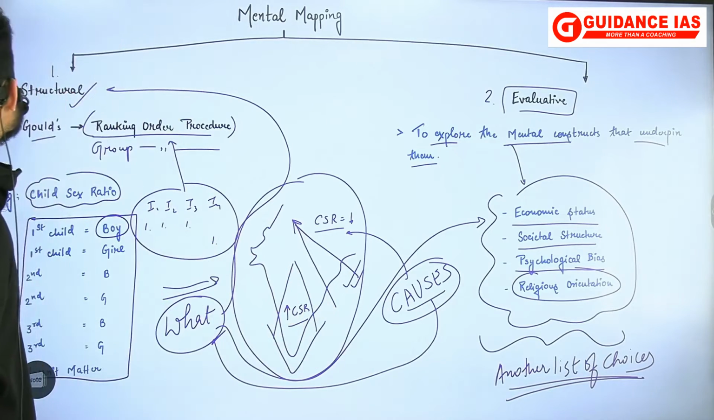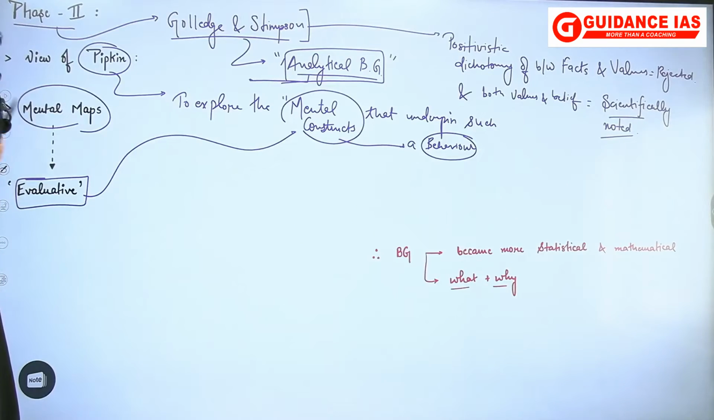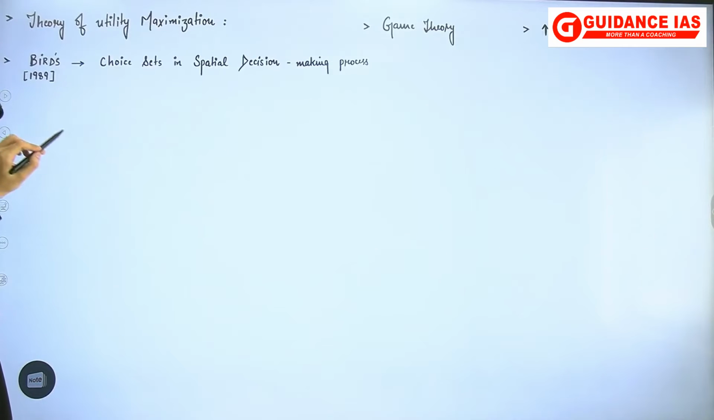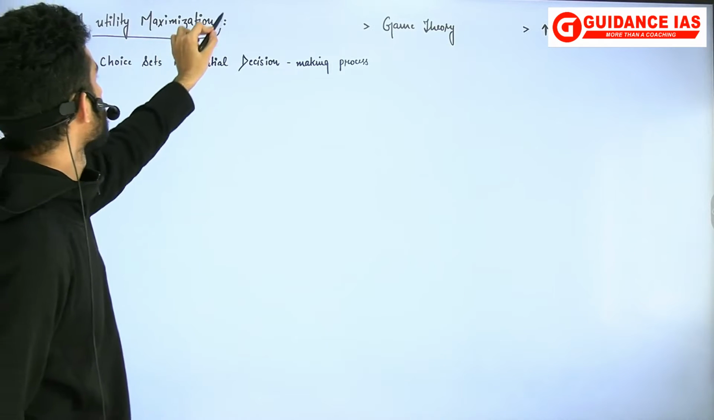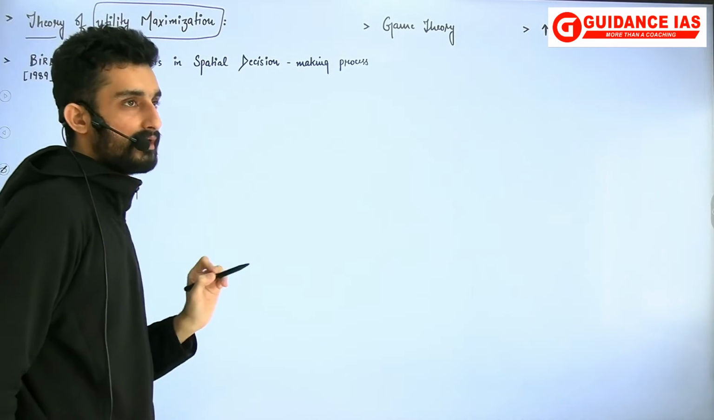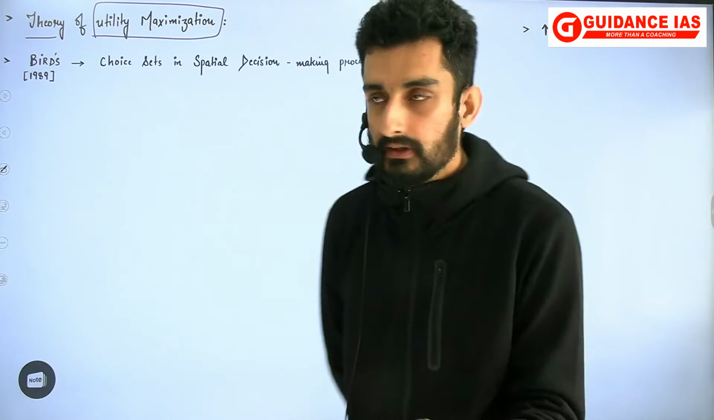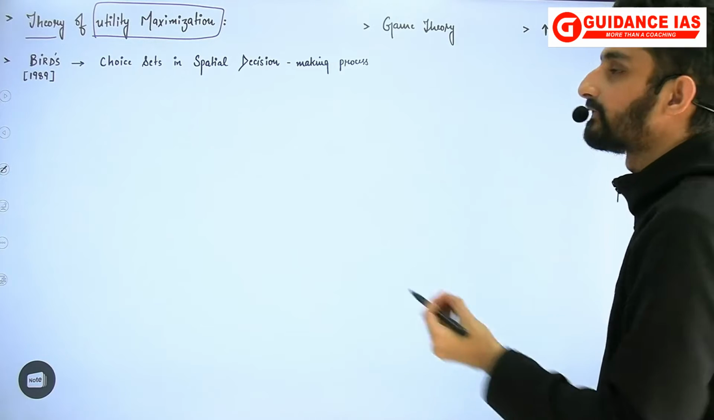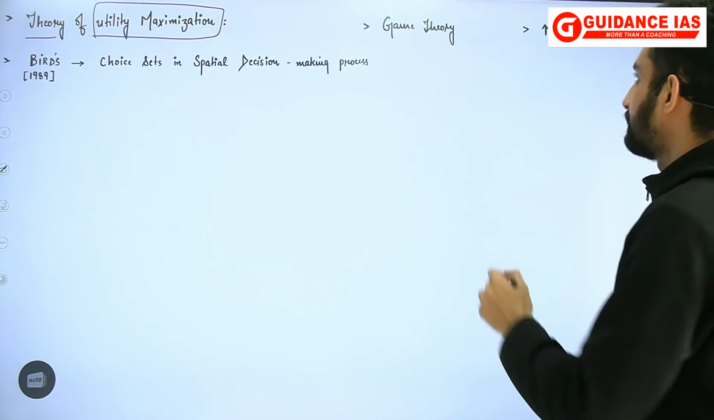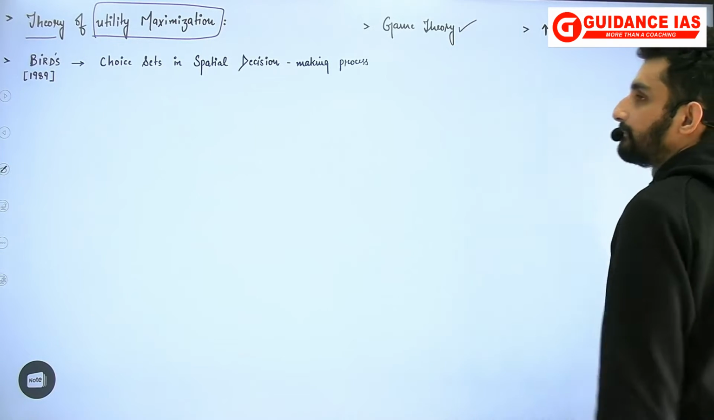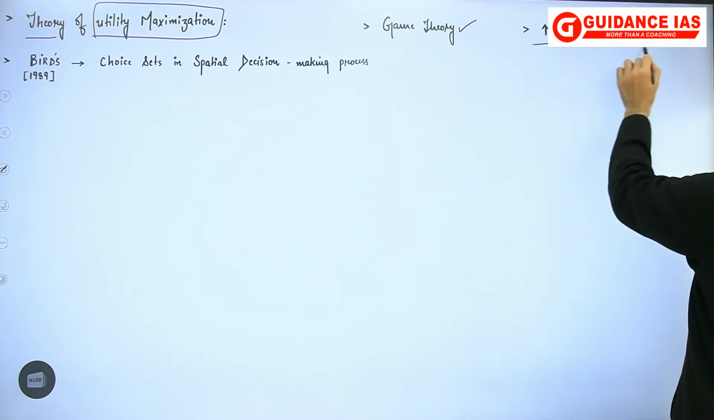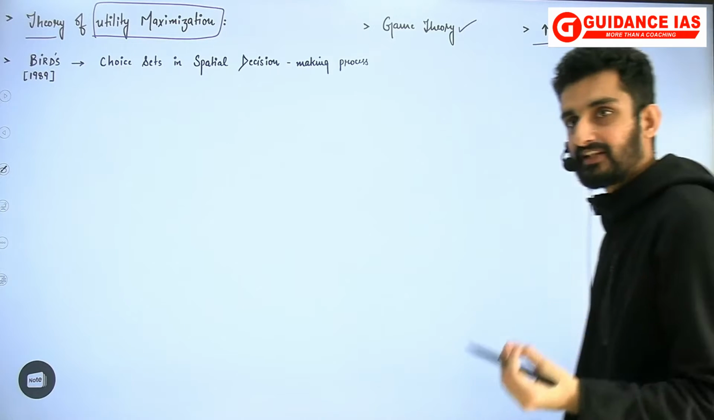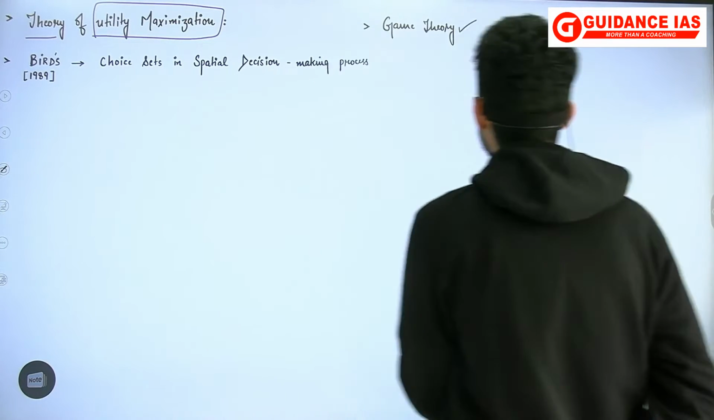Then other aspects of phase 2 will be the theory of utility maximization, in which individuals always go for utility maximization. They find utility in most of the work they are doing. At the same time, there was inclusion of game theory. There was inclusion of stochastic models in which most statistical formulas were used.